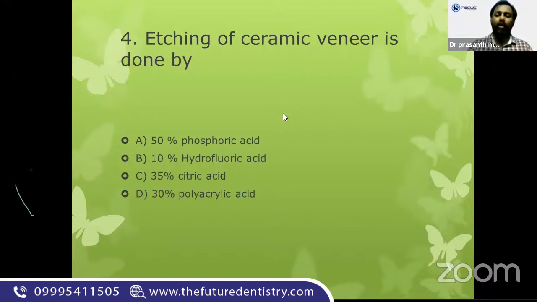There was a technique in which, before applying GIC, we used to clean the surface of the tooth structure with polyacrylic acid, then apply GIC over it. That used to be done in the previous days, so polyacrylic acid is used for that. For etching ceramic, hydrofluoric acid is what we use, that is 10% hydrofluoric acid. Hope it is clear.